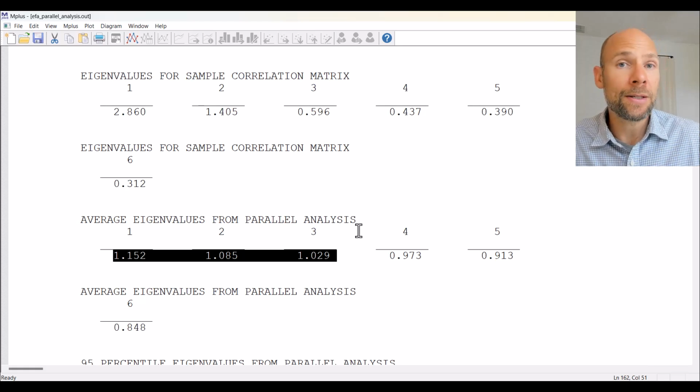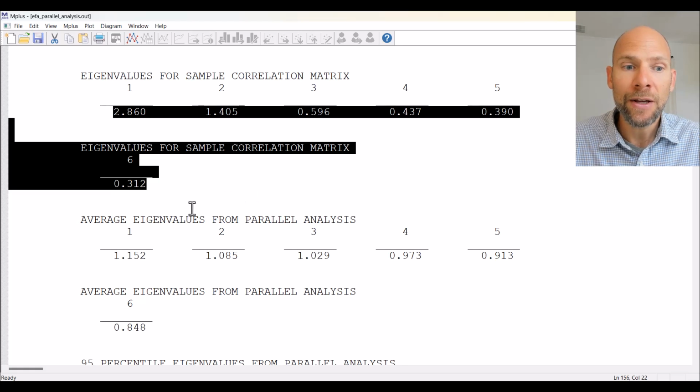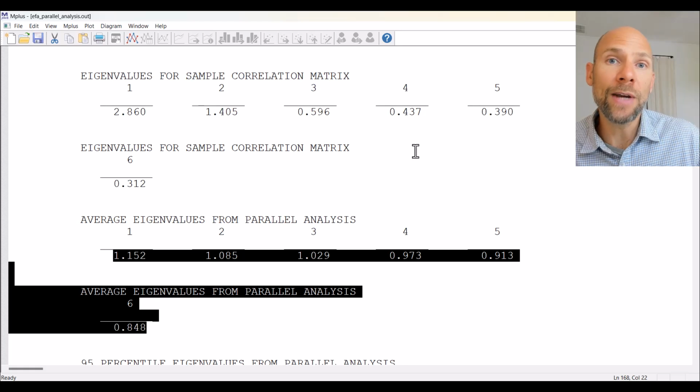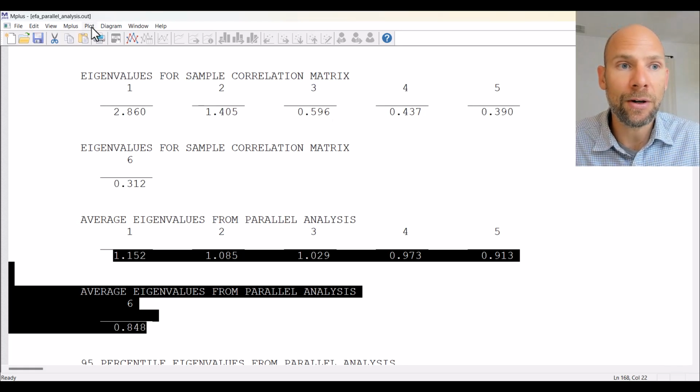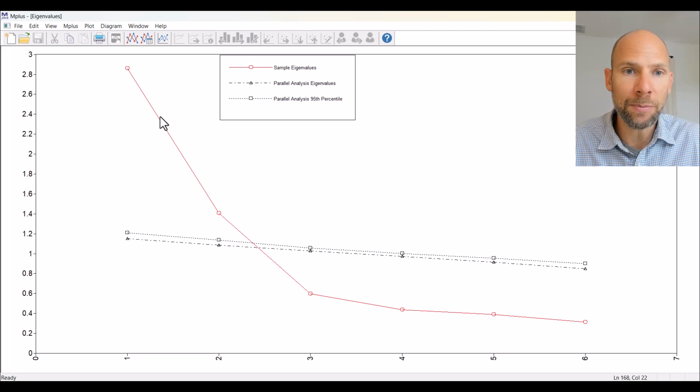However, what is more solid in terms of the eigenvalue comparison is comparing the eigenvalues from the actual data here above to the eigenvalues from the parallel analysis and then looking at where those eigenvalue scree plots intersect. The best method to do that is graphically with a scree plot, and we do get the scree plot in Mplus when we click on plot, view plots, and then eigenvalues for exploratory factor analysis, which is the only option here. We click on view, and then you can see we get this nice plot with the sample eigenvalues in red for our actual data.